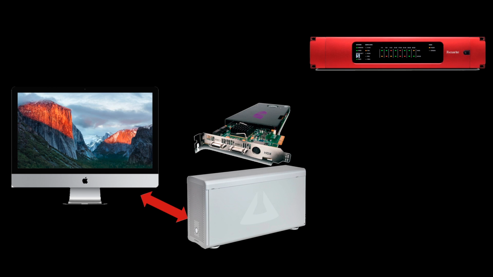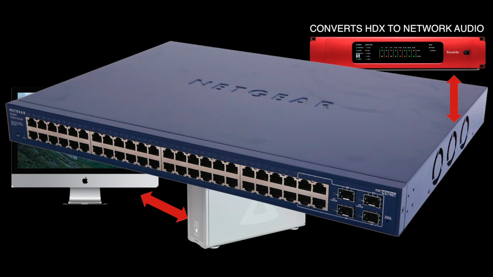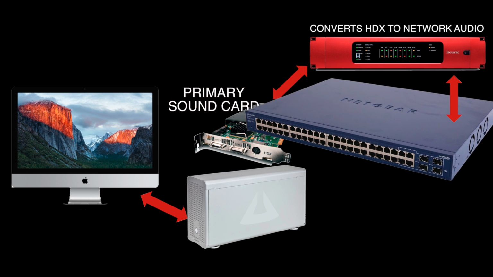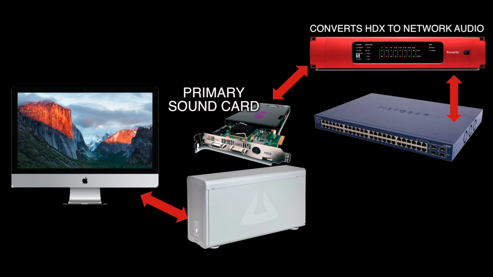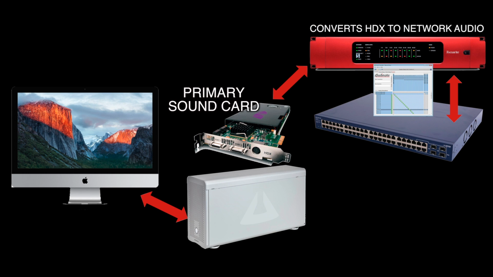RedNet 5. The RedNet 5 can then convert this data stream to a network audio data stream. This then allows us to connect the RedNet 5 to a network switch, which will in turn connect to the input and output devices. An Ethernet cable also connects the computer to the switch, and this enables us to use the Dante controller software to communicate to the following input and output devices.